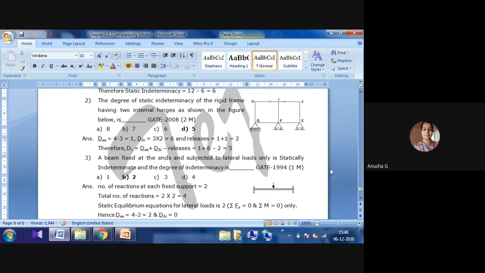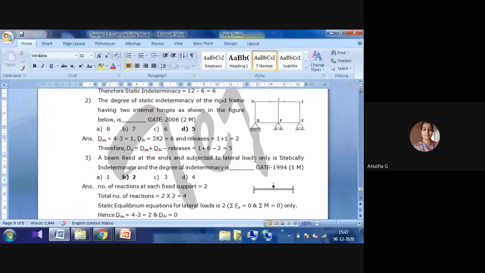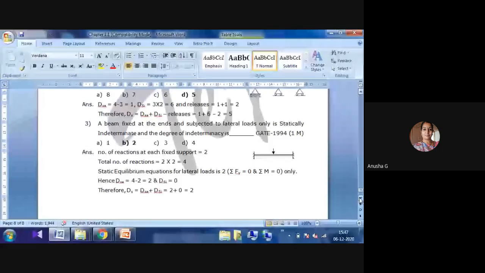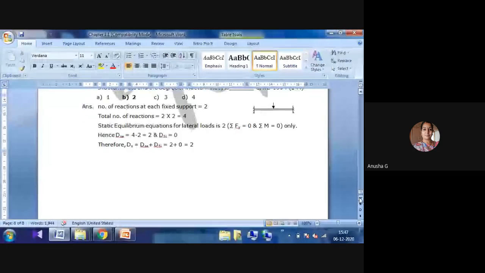Okay. A beam is fixed at the ends and subjected to lateral loads only. Is it statically indeterminate? Then the statical indeterminacy of that one is 2 here. Here you can observe the 2 sides of the support. That is the 3 plus 3, 6. 6 minus 3, it is 3, and then there will be an internal member, which is 1. That has to be checked here.